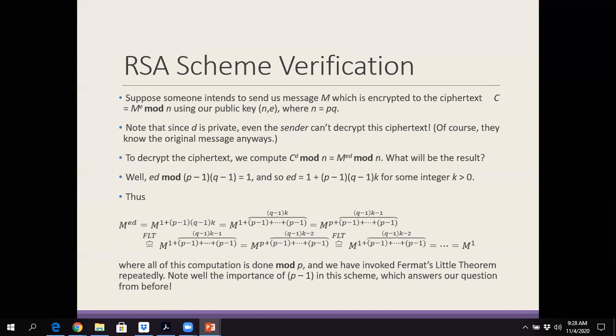Note well the importance of P minus 1 in this scheme. Okay? The P minus 1 is combined with the 1 to give me P. Yes? You remember we were like P minus 1, Q minus 1. What in the world is going on here? Well, it turns out we've seen why P minus 1 was important right now. Basically, it's important because P minus 1 plus 1 is what? P, and Fermat's little theorem tells us something about M to the P. It's M modulo P, okay?